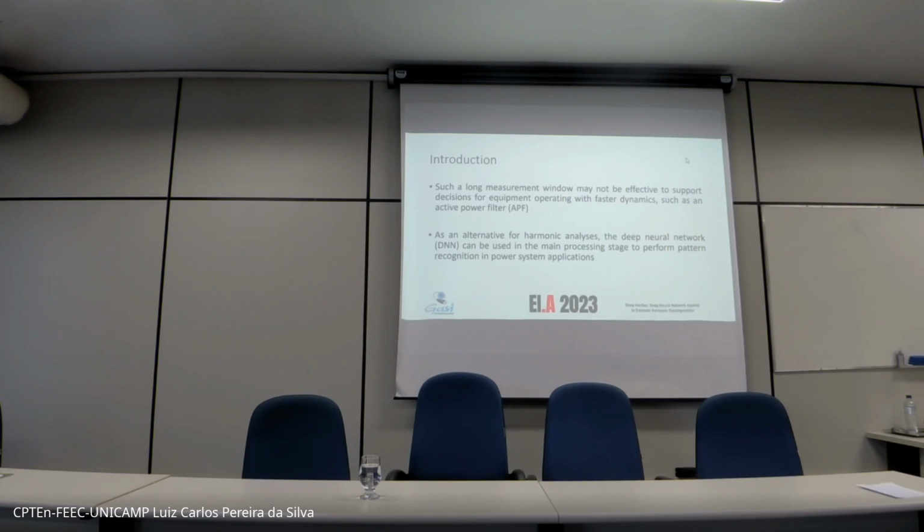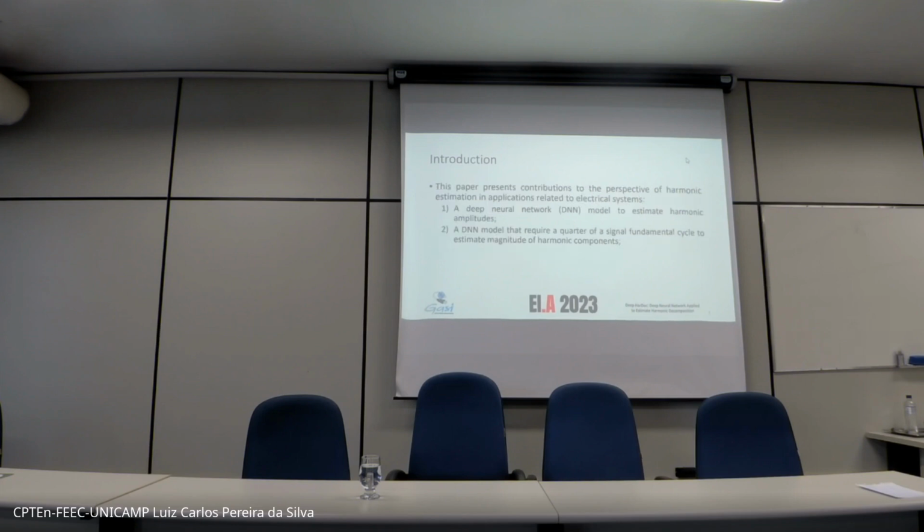So as an alternative for harmonic analysis, the deep neural network, DNN, can be used in the main processing stage to perform pattern recognition in power system applications. So this paper presents contributions to the perspective of harmonic estimation in applications related to electrical systems: a DNN model to estimate harmonic amplitudes, and a DNN model that requires only a quarter of a fundamental cycle to estimate fundamental harmonic components.